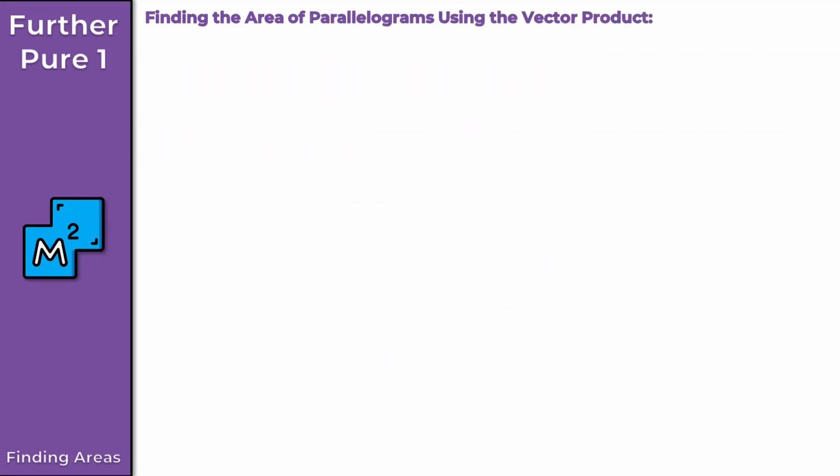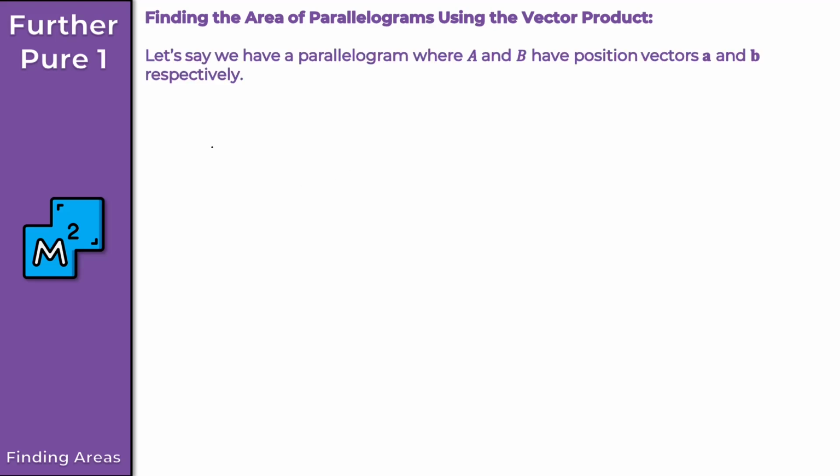To finish with, let's have a look at finding the area of parallelograms by using the vector product. Let's say that we have a parallelogram where A and B have position vectors of A and B respectively. If we draw that here, we get something like the following.